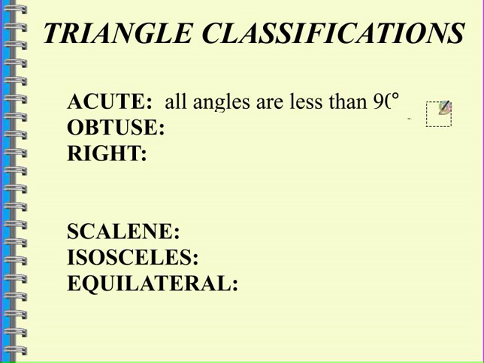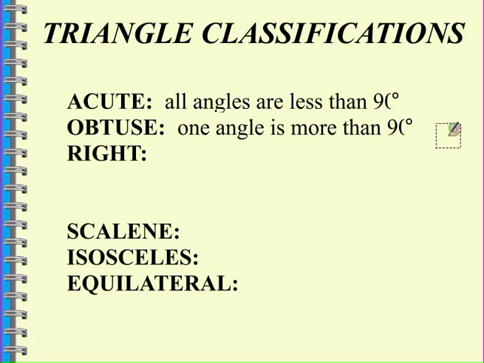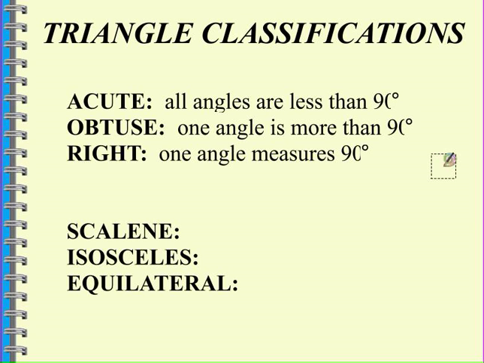Okay, so what about an obtuse? All angles are greater than 90. Well, wait, one angle is greater. One angle is more than 90. You can't have two more than 90 because your triangle only measures 180 degrees. What about a right triangle? One angle is 90 degrees. Okay, so those are just a review. Acute, obtuse, right. Those are classified by angles.